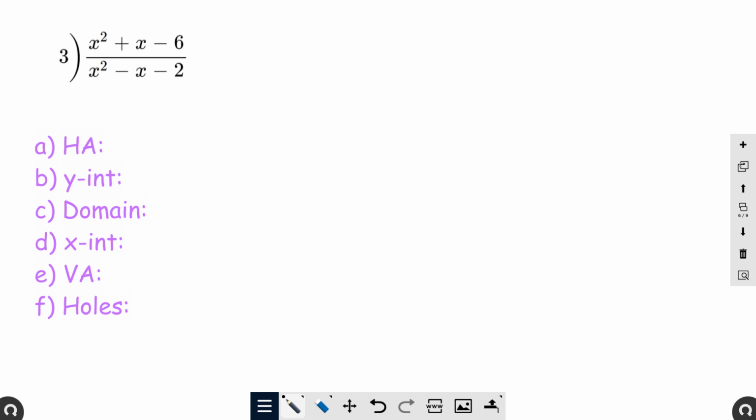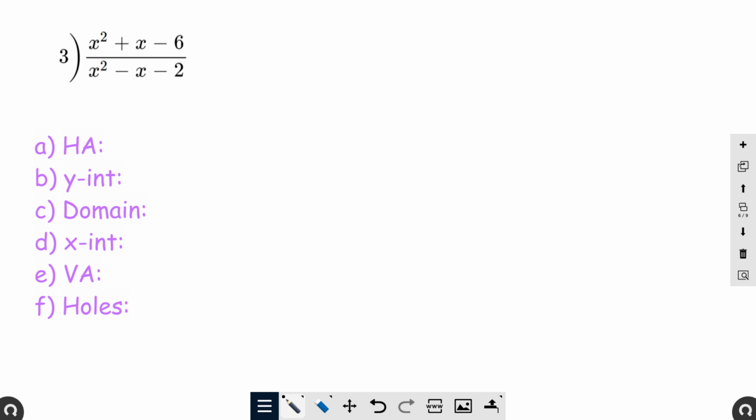Okay, let's start with HA. So look for the highest power of the degree. What's the highest power in the numerator? It's the x squared, right? It's the 2. What about in the denominator? Almost. No, it's got to be a number. So they're both x squared, right?